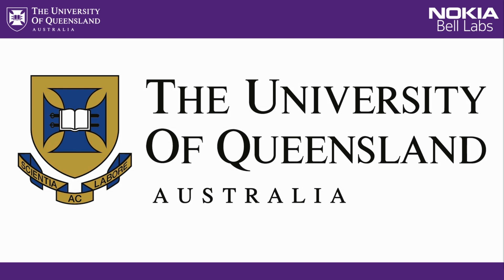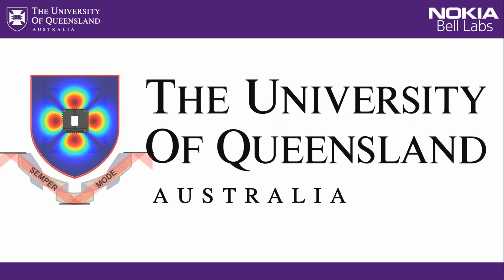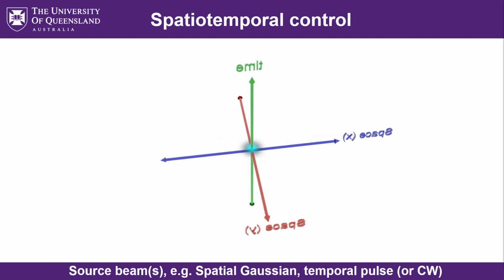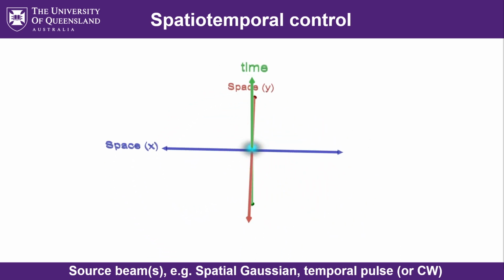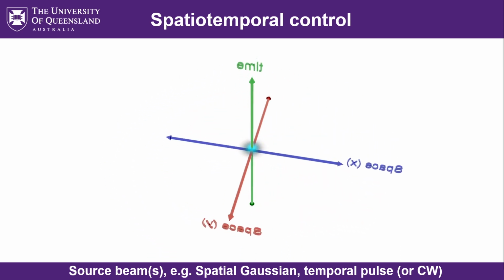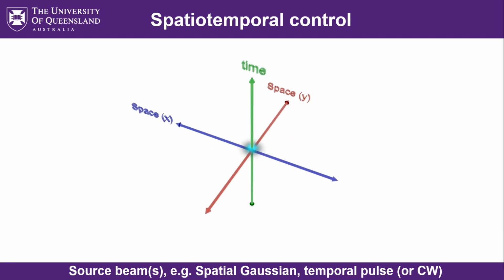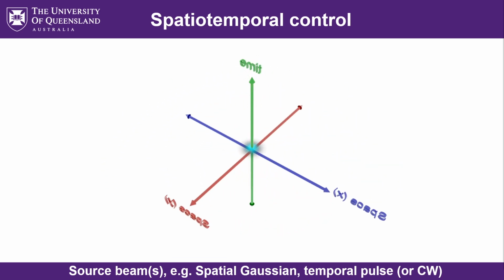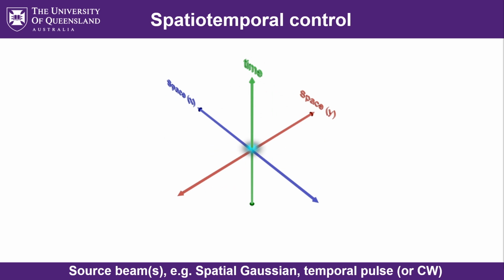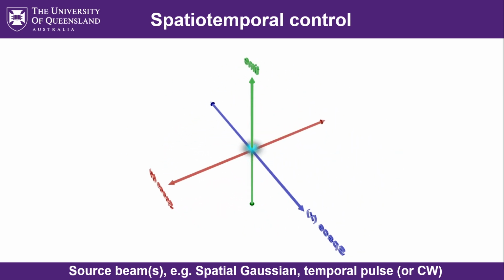In this tutorial, I'm going to be looking at shaping a light beam or multiple light beams along the spatial and/or temporal axes. So let's say we've got a beam like this coming from our light source. The example we're looking at here is a beam that's spatially Gaussian in the XY transverse direction, and in this case it's a short little pulse along the time axis.